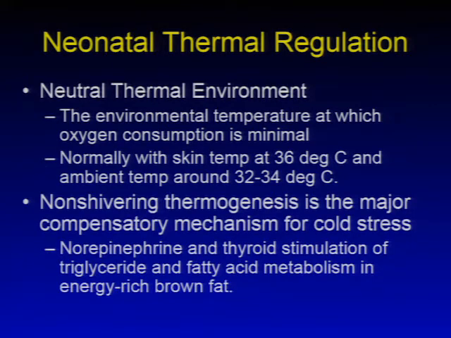The compensatory mechanism for children then, when there is cold stress, is non-shivering thermogenesis. This is basically a norepinephrine or thyroid stimulation response of triglyceride and fatty acid metabolism in the energy-rich brown fat. Brown fat is mostly deposited during the third trimester of pregnancy and is found between the scapulae and around major abdominal organs. Infants born before the third trimester have less ability to initiate the non-shivering thermogenesis and therefore are more prone to hypothermia.